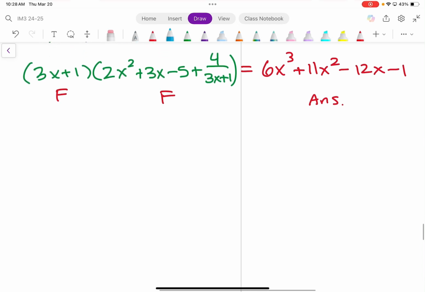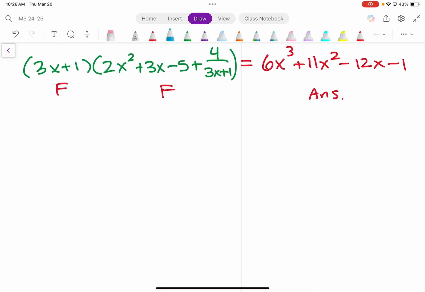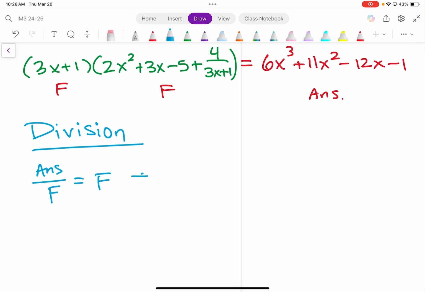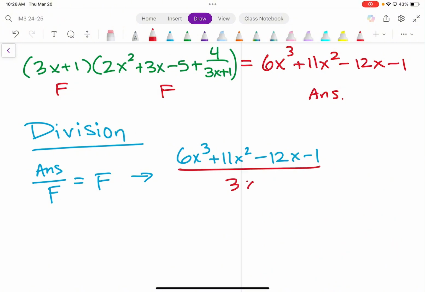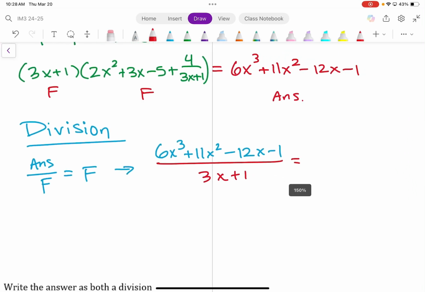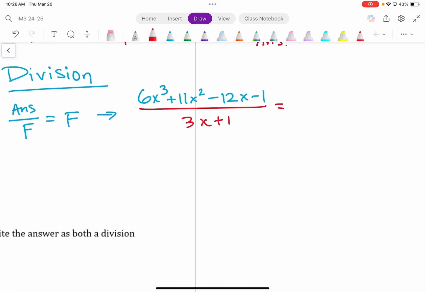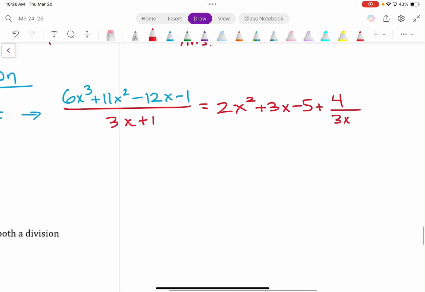Ready? So the last thing we'll do before we leave today, because we're running out of time. Now let's do it as a division statement. As a division statement, it's your answer over a factor equal to your other factor. So our answer we said was 6x to the third plus 11x squared minus 12x minus 1. We're going to divide this by the factor 3x plus 1. And our final answer will be the other factor that we solved for: 2x squared plus 3x minus 5 plus 4 over 3x plus 1.